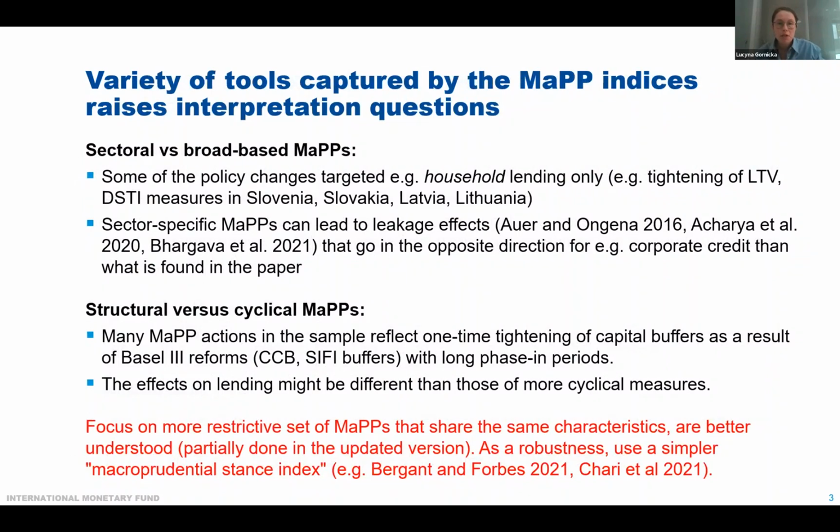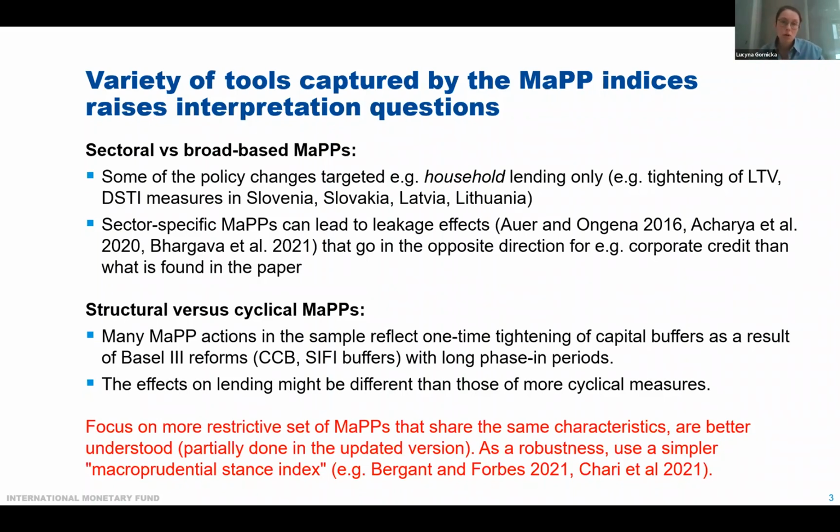So my first main comment regards the construction of the macroprudential policy indices, which I think raises some questions about the interpretation of the results. How the authors construct the macroprudential policy indicator is by summing events, activations, or changes in macroprudential policies across different categories of these tools.